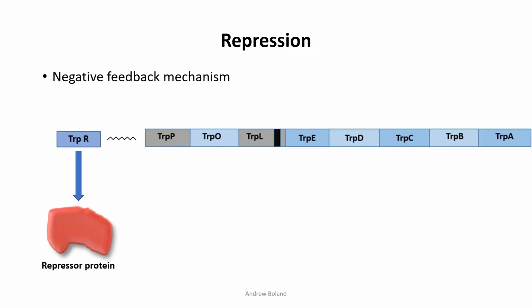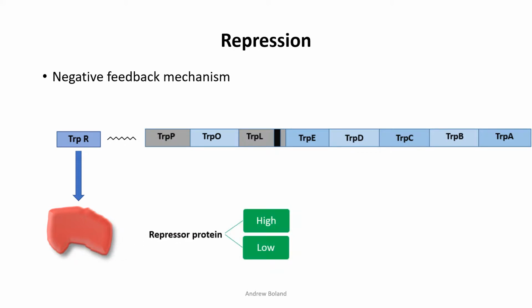The repressor protein is expressed constitutively at a low level. This means it is produced in relatively constant amounts in all cells of an organism, without regard to cell environmental conditions, so whether there are low or high levels of tryptophan in the cell. I will now discuss how this repressor protein comes into play when there are these low and high levels of tryptophan.